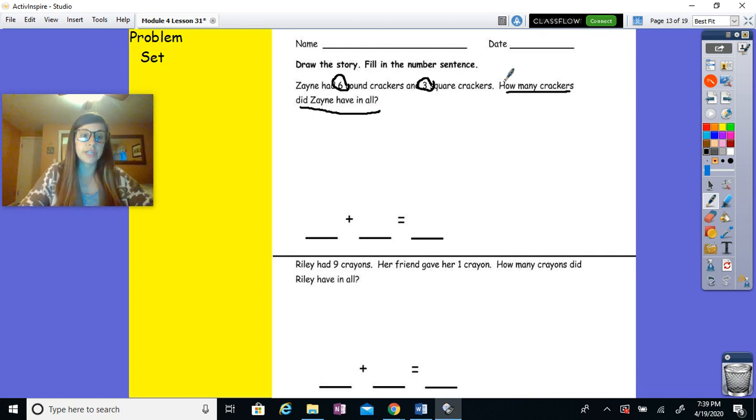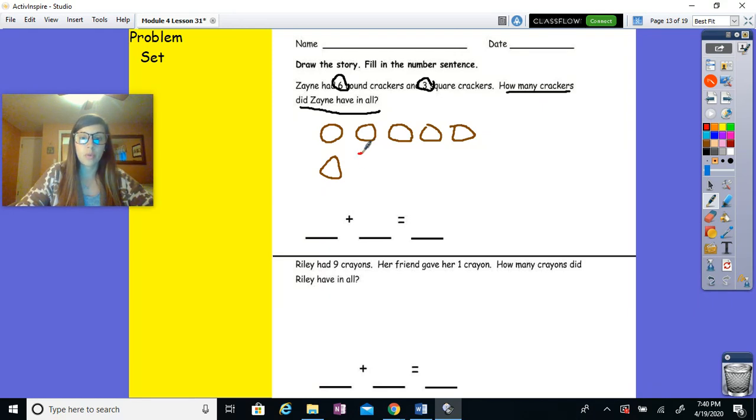Okay, so first we need to draw our picture. It says that Zane was eating some crackers, okay? Some were round and some were square. So I'm gonna start by drawing my round crackers. It said that there were 6 round crackers, so help me count to 6. 1, 2, 3, 4, 5, 6. Excellent. Okay, I'm going to change my color. How about red? And then it said that there were 3 square crackers. So I'm going to draw squares, 3 of them.